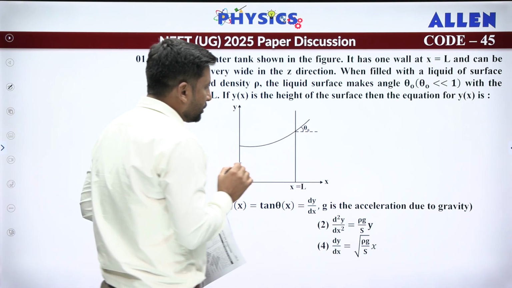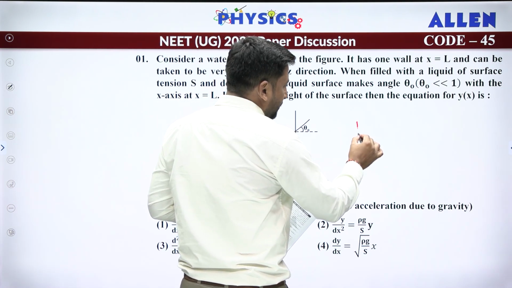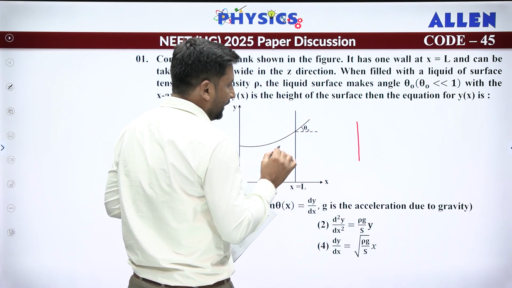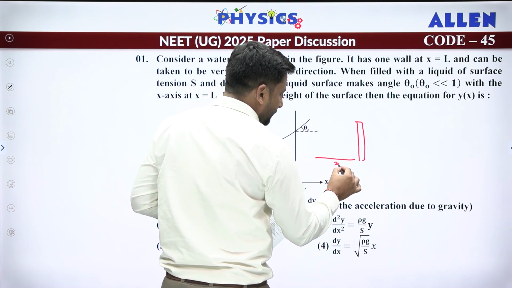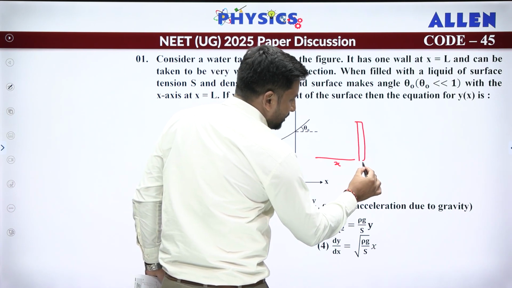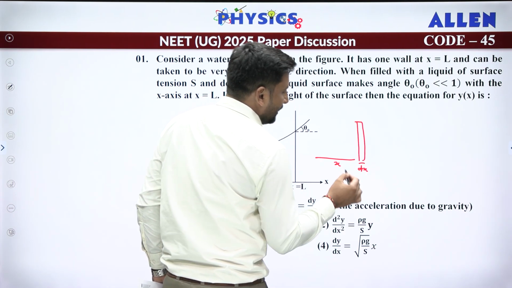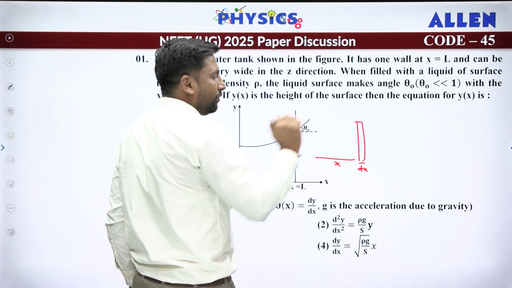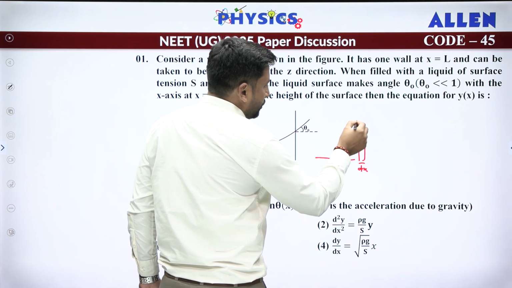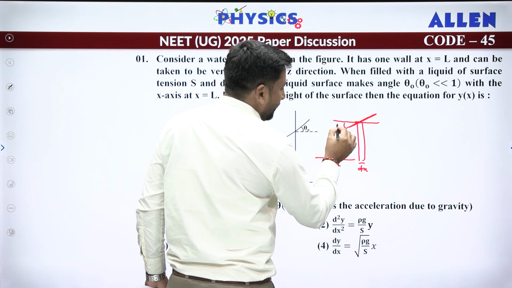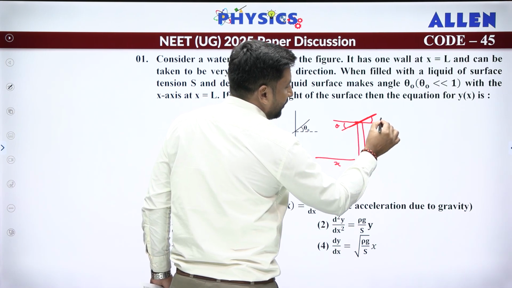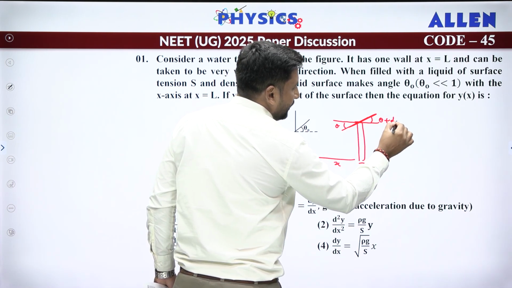So what we have to do in this question, we can take a strip at x distance from here. This strip will have the thickness dx. Let's suppose it is having the width of L. If you see the slope at any random point here, it will be making some angle theta over here and some angle theta plus d theta over here.